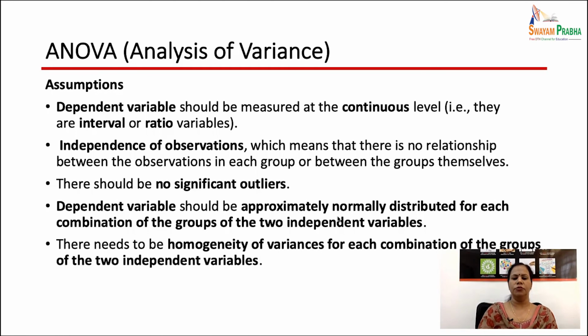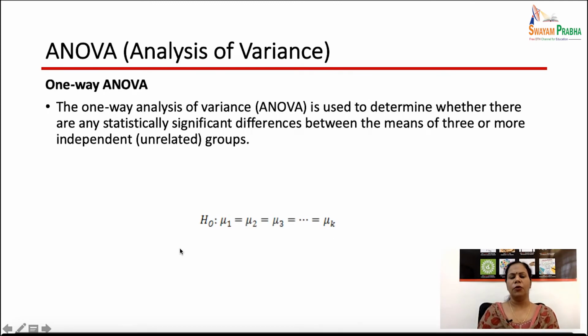And there needs to be homogeneity of variance. Here also, usually we assume that there is homogeneity of the variance of each combination of the groups of the two independent variables. Now let us talk about the different types of ANOVA, or analysis of variance.